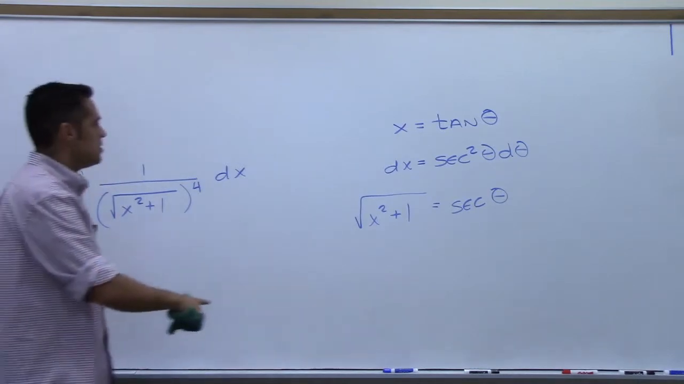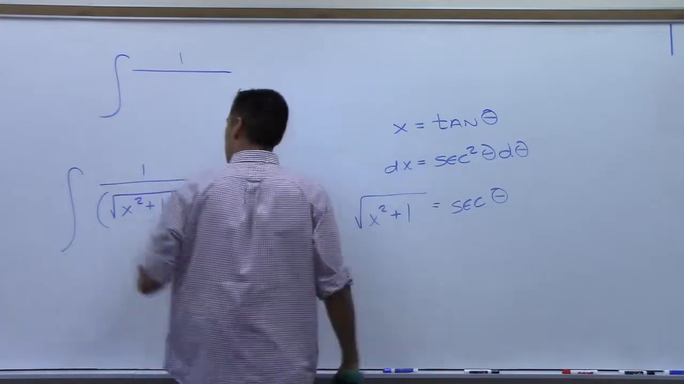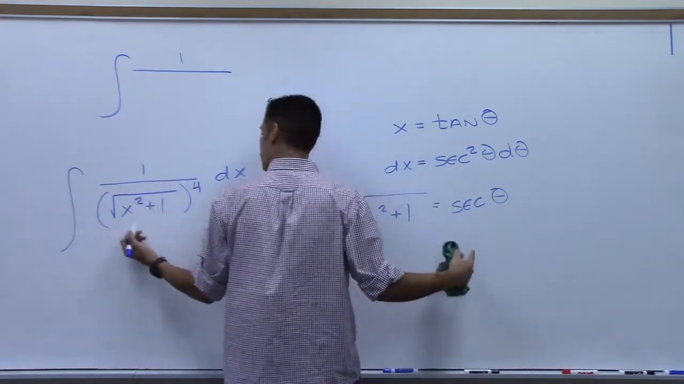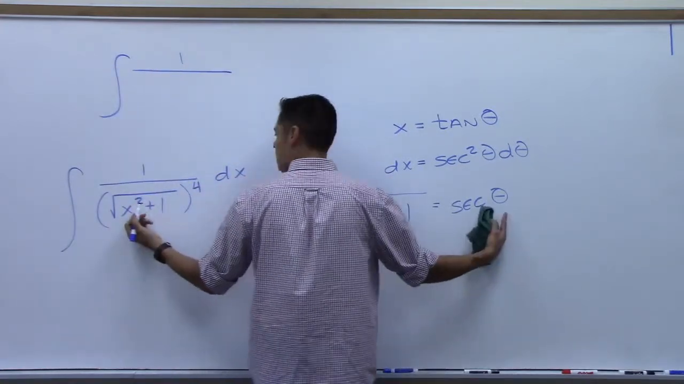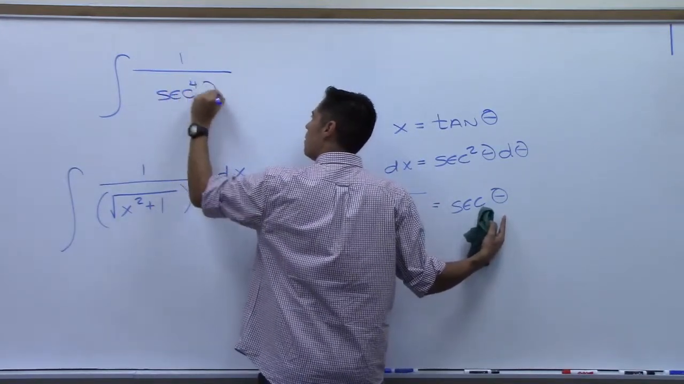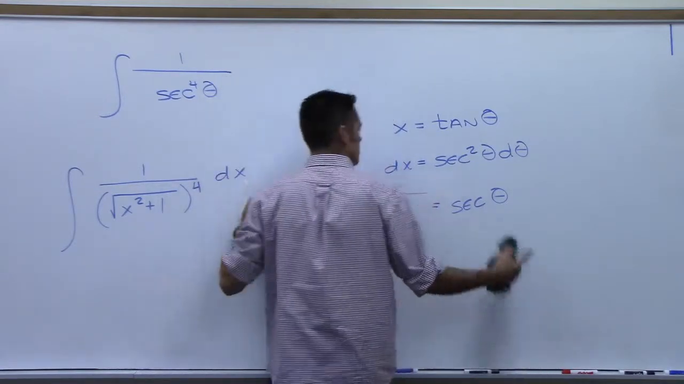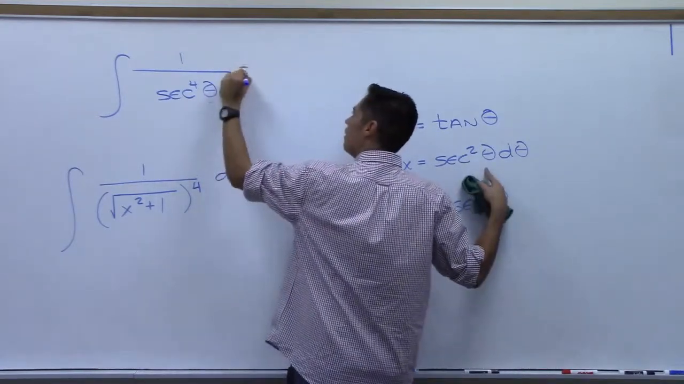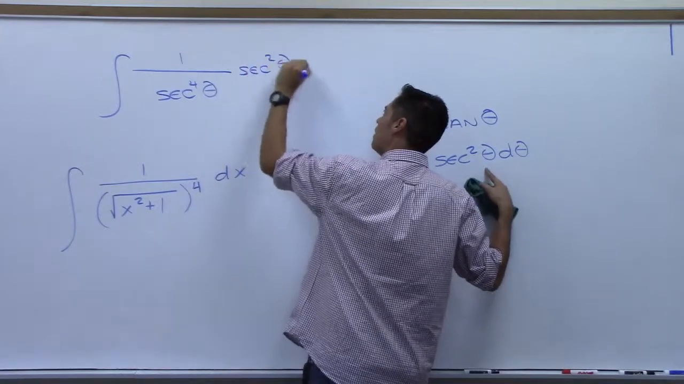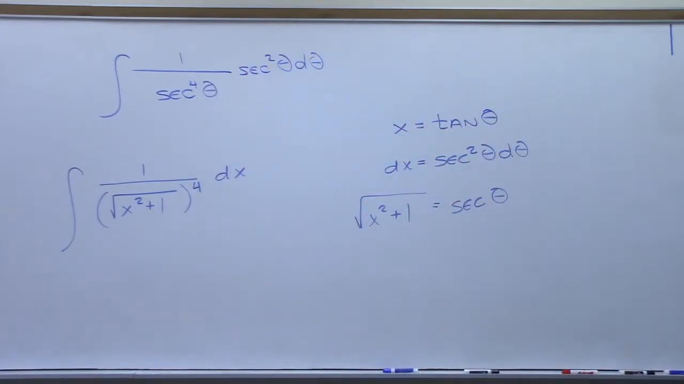So when I rewrite this integral, I get the integral of 1 over, this square root thing is what? Secant theta, but then to the 4th, right? So secant to the 4th theta, d theta? No. Secant squared theta, d theta. Sorry.